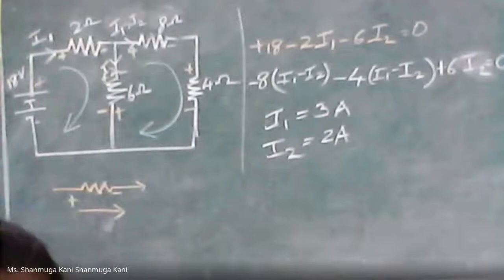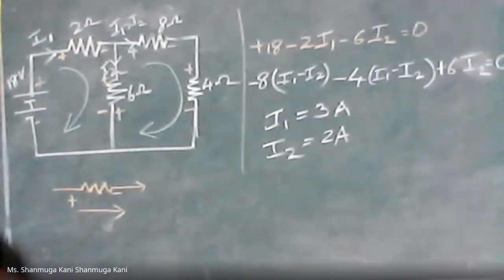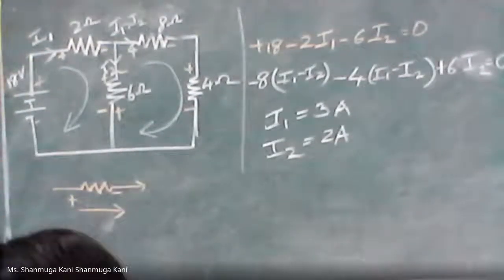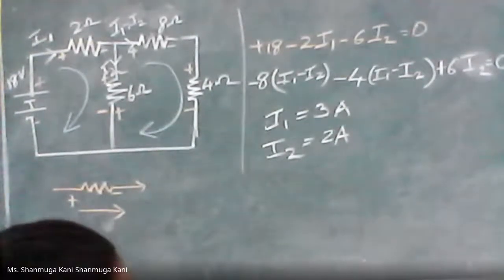I asked you to solve and come with this for the last class. Last class we discussed for now. I asked you to solve and come. Have you solved it or not? Yes or no? So your I1 and I2 are 3 and 2.